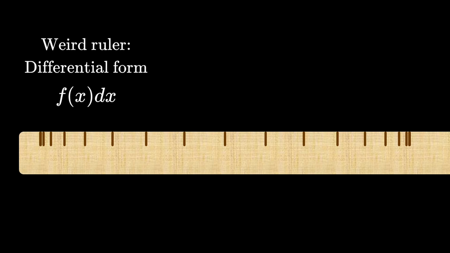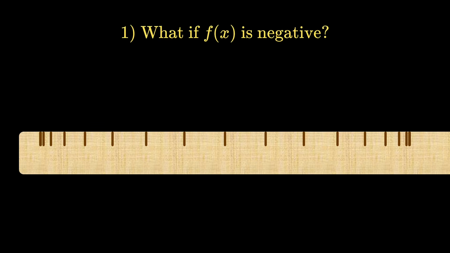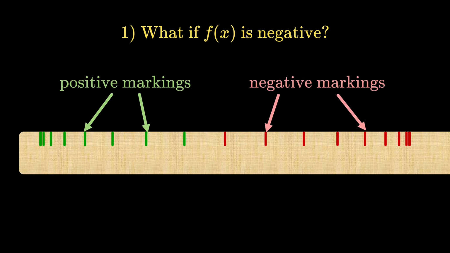Before we generalize this weird ruler to higher dimensions, there are 2 wrinkles to iron out. 1. What if f of x is negative somewhere? What does a negative density mean? A quick fix is to separate the tick marks into positive markings, colored in green, and negative markings, colored in red, when f of x reaches negative values.